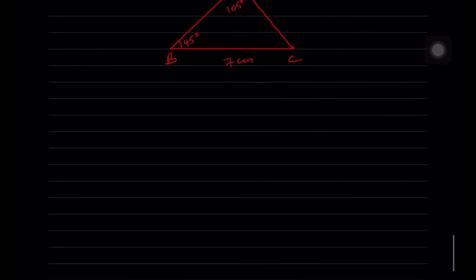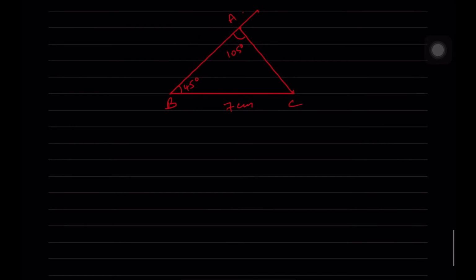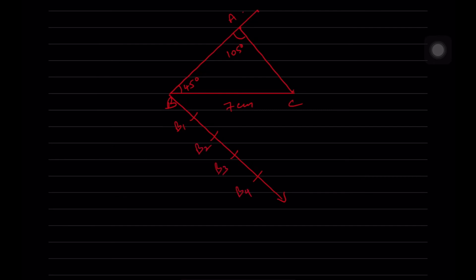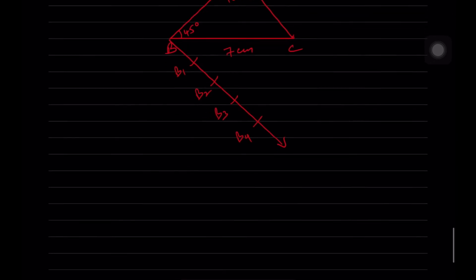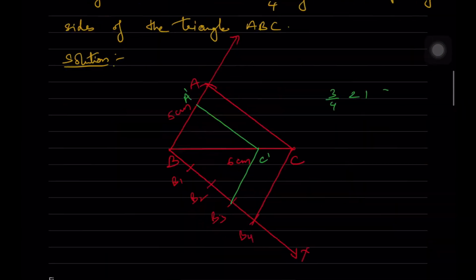Now here again from B we draw a ray BX such that angle CBX is acute, less than 90. Then on this we mark how many are there, totally 4 by 3. So 4 we have to mark: 1, 2, 3, 4. So B1, B2, B3, B4. So from this, 4 is the largest, from there we have to join to C.